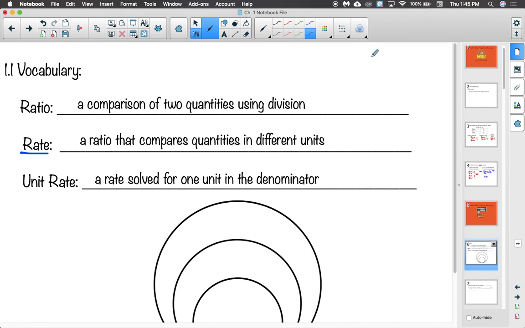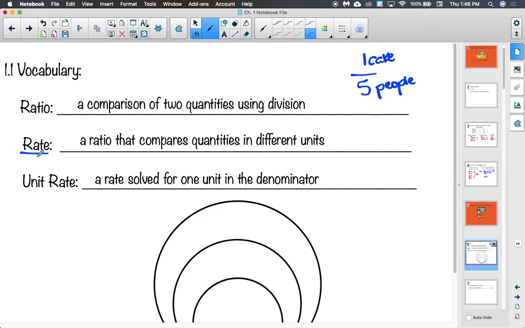So let me give you a real fast example. If I write 1 to 5 on the screen, that is a ratio. A ratio doesn't really have any context. It's just 2 numbers that we're comparing. But if I add 1 cake for every 5 people, okay, now I've added units of measurement into my problem. I've given it some real life context, and now it's no longer called a ratio, it's called a rate.